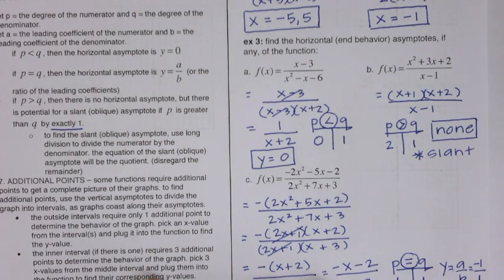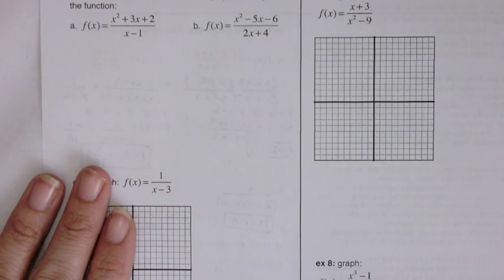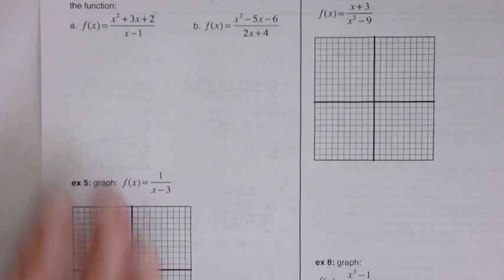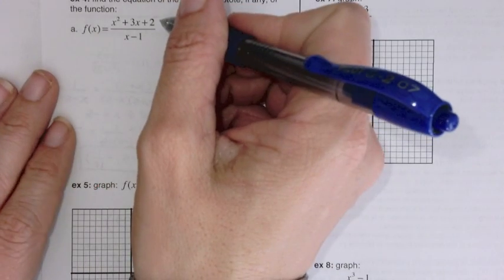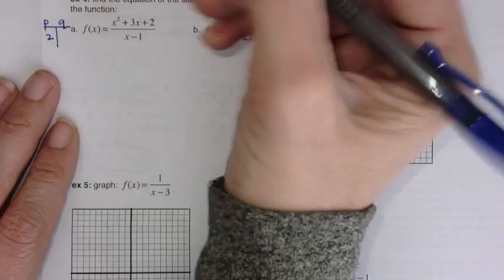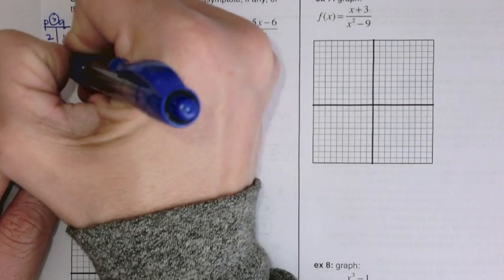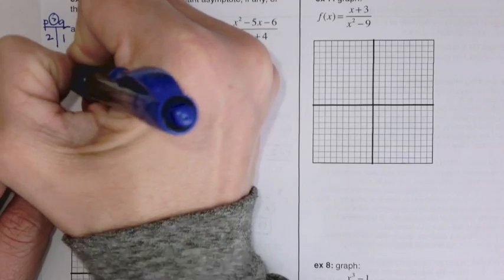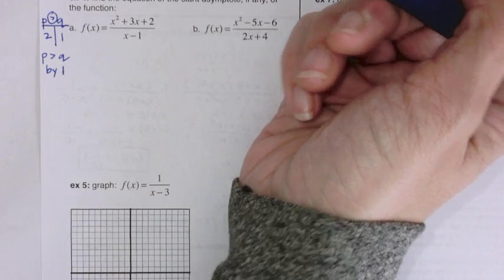Okay, we're just about ready to put all this together to graph these things, but let's practice our slants on the back side. So to find the equation of the slant of any function, before we determine whether or not it has a slant, we are going to do P and Q. So P is 2, Q is 1, so this is greater. P is greater than Q by 1. So that's the only time you have a slant. If it was greater by 2, you wouldn't have a slant.